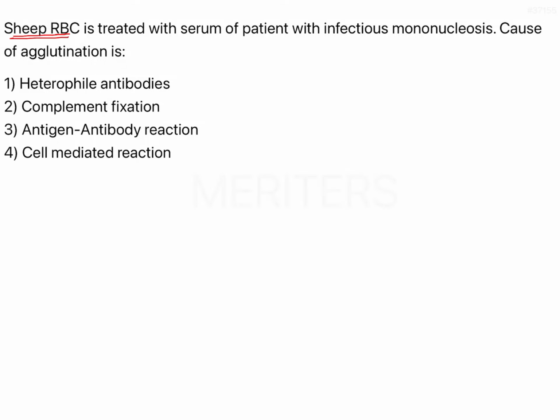Sheep RBC is treated with serum of a patient with infectious mononucleosis. The cause of agglutination is which of the following? Heterophile antibodies, or complement fixation, or antigen antibody reaction, or cell mediated reaction. The scenario given here is infectious mononucleosis. So, when we mix the serum of an infectious mononucleosis patient with sheep erythrocytes, it results in an agglutination reaction.